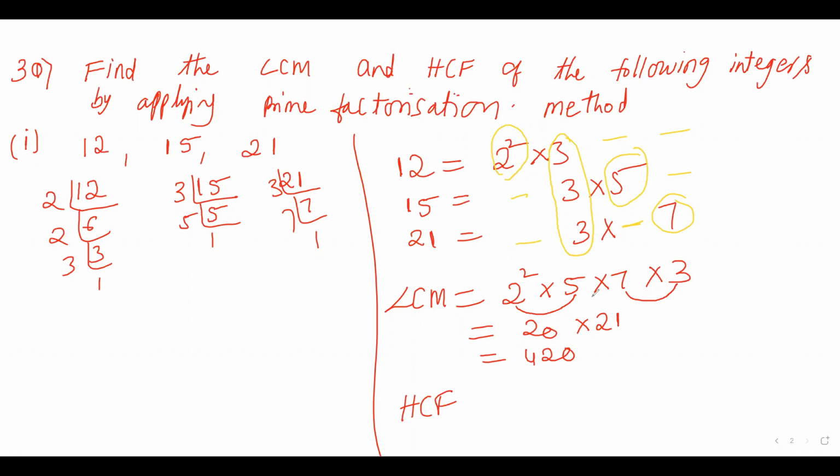In case of HCF, you cannot take uncommon factors, only common factors, that is 3. Smaller one out of all these 3, smaller one is 3 only. All are 3s, so no smaller, no bigger. 3 will be the HCF. Right.